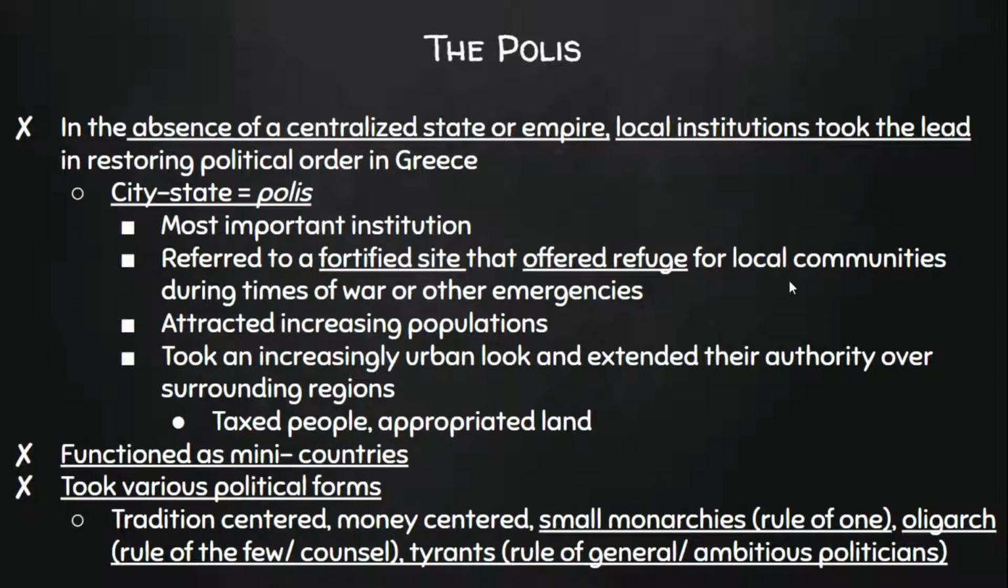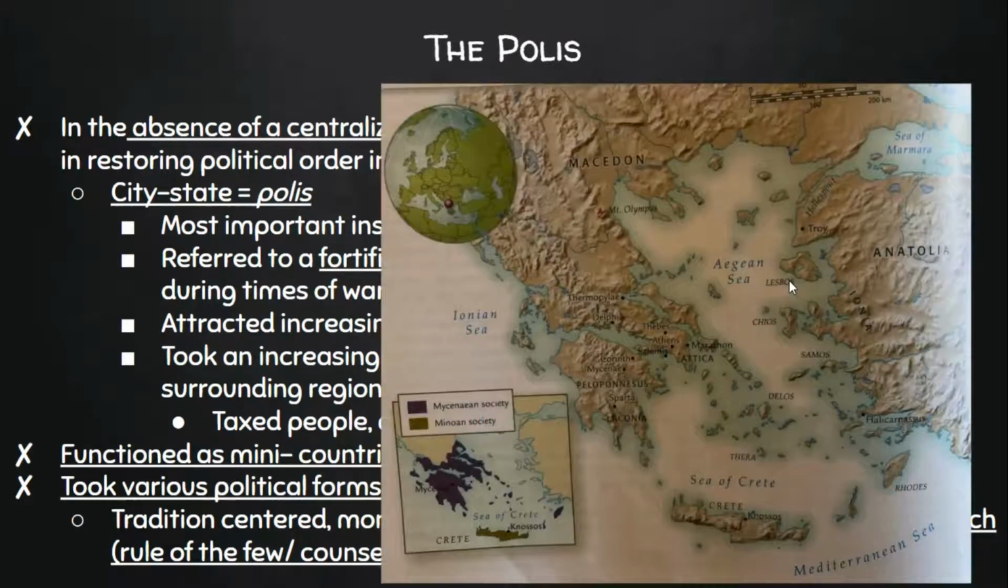And they took various political forms as well. Not all of these city-states were authoritarian or ruled by a small monarchy, right? Rule of one. Some of them were an oligarchy, a rule of a few, or a little mini council, and some were ruled by tyrants. During this time, a tyrant wasn't necessarily a bad individual. A tyrant usually referred to the rule of a general or an ambitious politician. So, once again, it wasn't necessarily a bad thing to be a tyrant in ancient Greece.